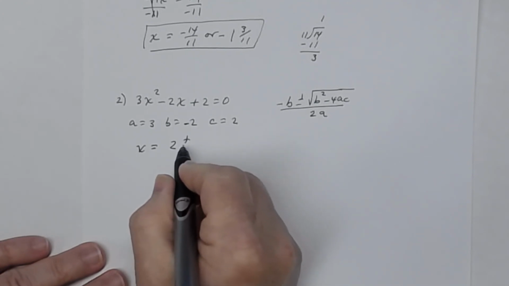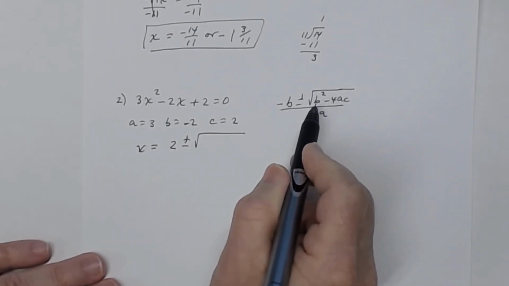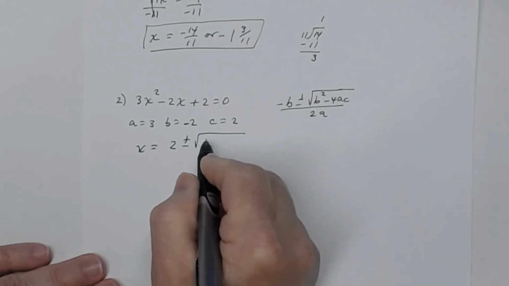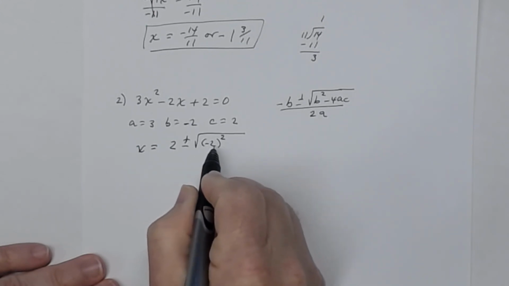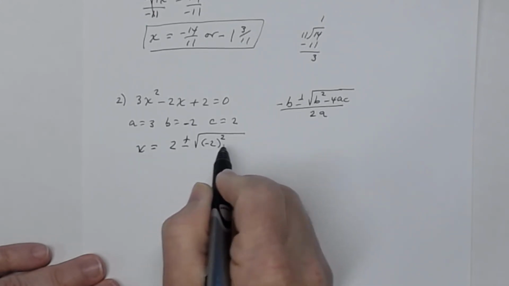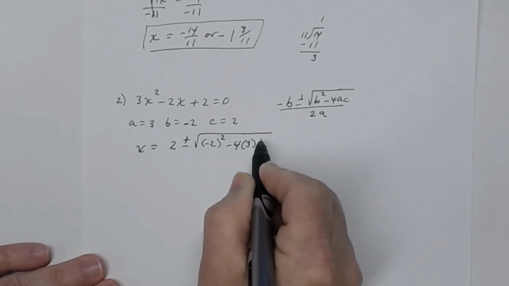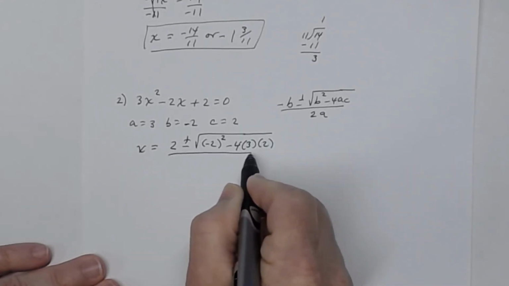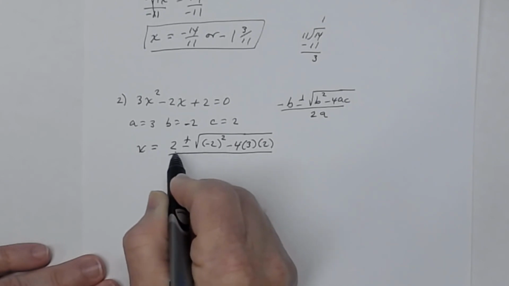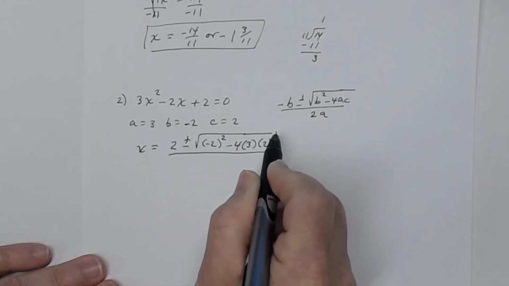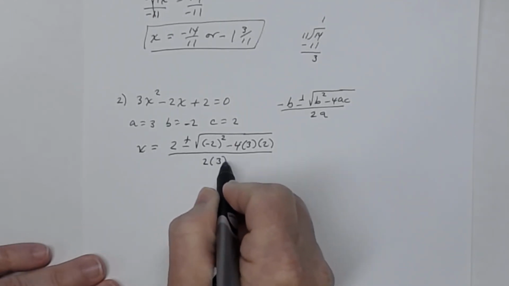So we'll write 2 plus or minus the square root of b, and remember, we indicated that you should always put b in parentheses, whether it's positive or negative. In this case, it's negative. So you want to put it in parentheses so you don't mess up when using your calculator. So b, which is negative 2, I'm squaring negative 2. That's what that means. Minus 4 times a. A is 3. Times c, which is 2. All of that. So you have to extend it from here to here. Make sure you understand that this division symbol here has to go from 2 to the end of that square root symbol. And that's being divided by 2 times a, and a is 3.